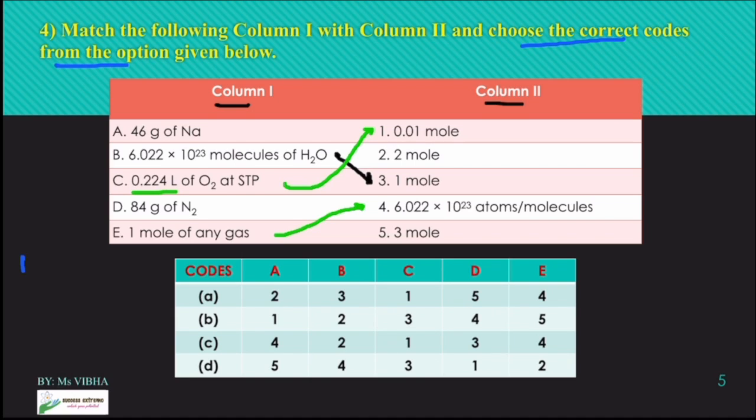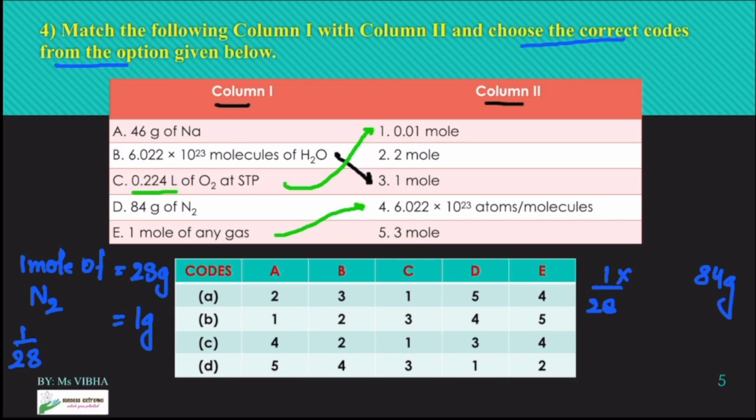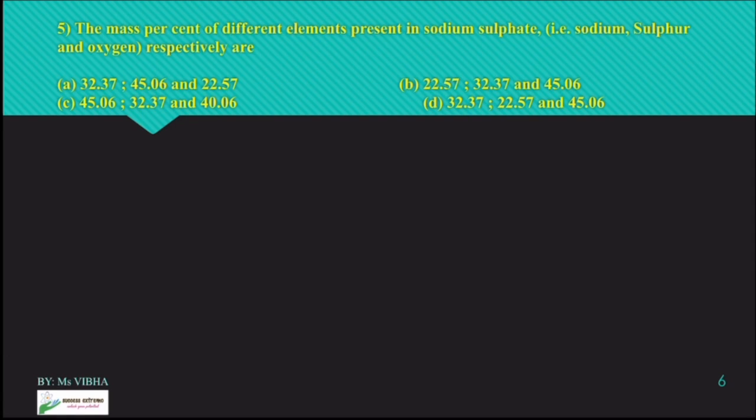Now 1 mole of nitrogen will be equal to 28 grams. 1 gram is of course 1 upon 28. 84 grams will be equal to 1 upon 28 into 84, which automatically comes out to be 3 moles. And the left part is, so we can see that option A's second option, so the option code is A part.